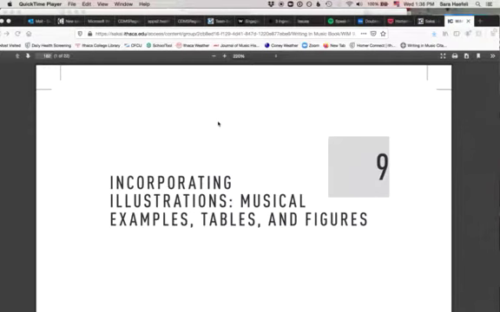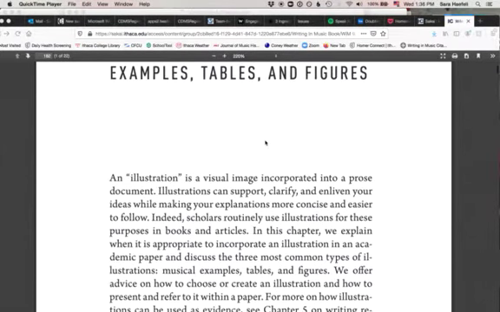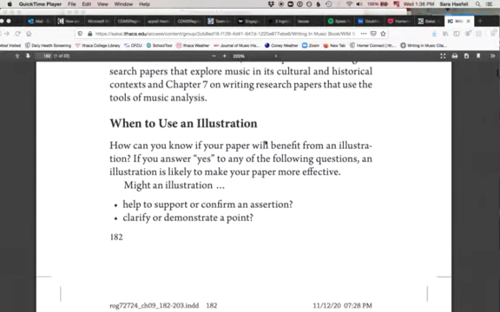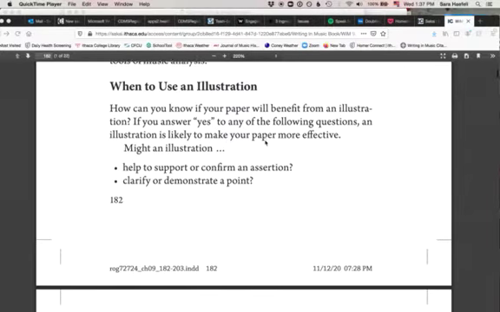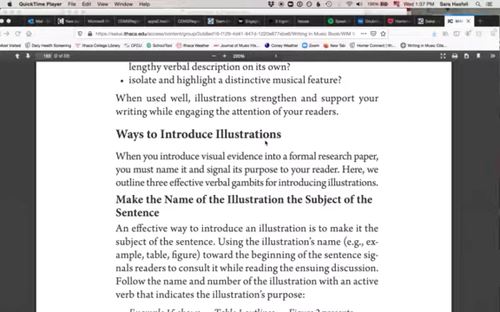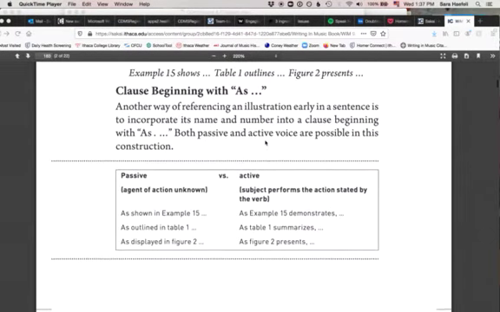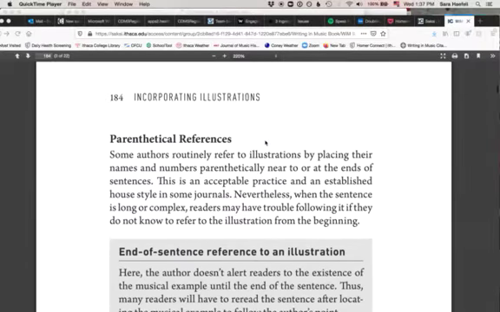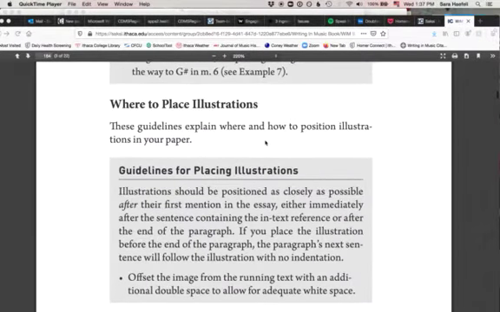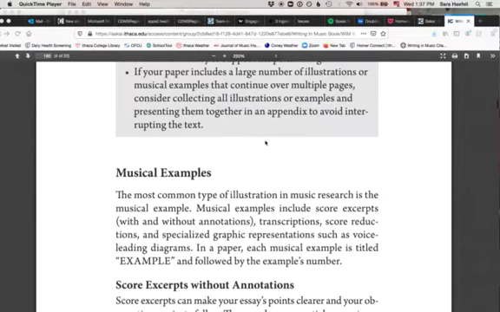Take a look at Chapter 9 about incorporating illustrations, musical examples, tables, and figures. This chapter is quite helpful because it starts with a discussion of when you might want to use an illustration, what an illustration might do, how it might enliven your research paper, how to call them out or point to them in the prose of your paper, and then where to put them in the flow of your paper.